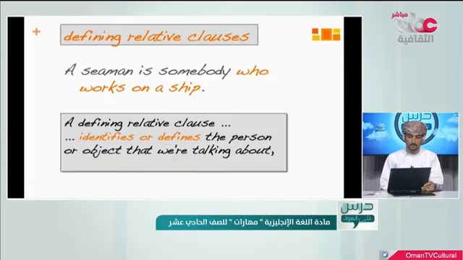A seaman is somebody who works on a ship. My relative clause here, who works on a ship, is needed for a definition of the seaman. If you leave it out, a seaman is somebody, you've got nothing left over. It's essential information, and it is not separated by commas from the main clause. Alright, I really guess that's all we need to say about the defining relative clauses. The difference between the defining and the non-defining relative clause should be clear by now.